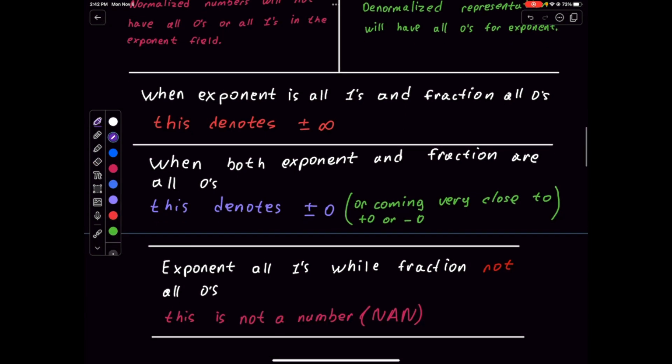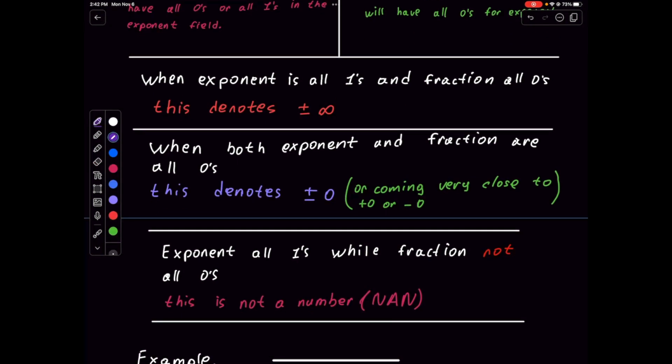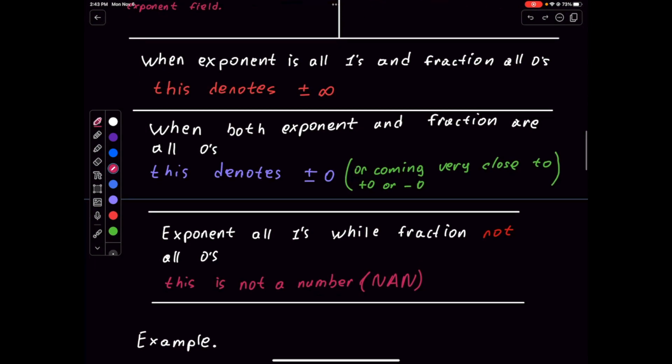The next thing is when both exponent and fraction are all zeros, this denotes positive and negative zeros. And of course, a lot of the time there's no difference between positive and negative zeros. However, some calculations require us to show when values are coming increasingly close to positive zero and negative zero. Most of the time we don't really care about it, but some calculations do require that. So keep in mind that this is what it's used for.